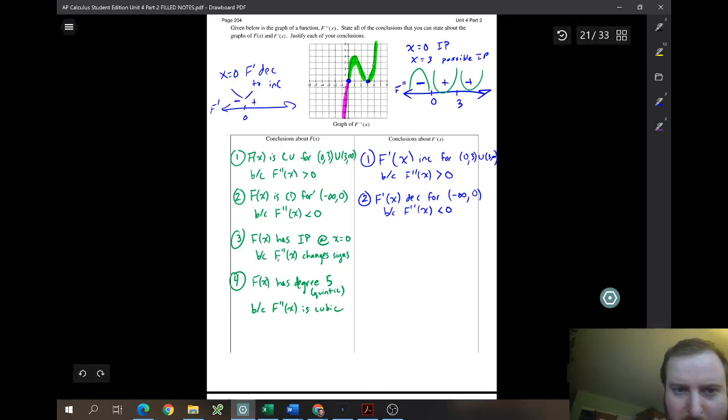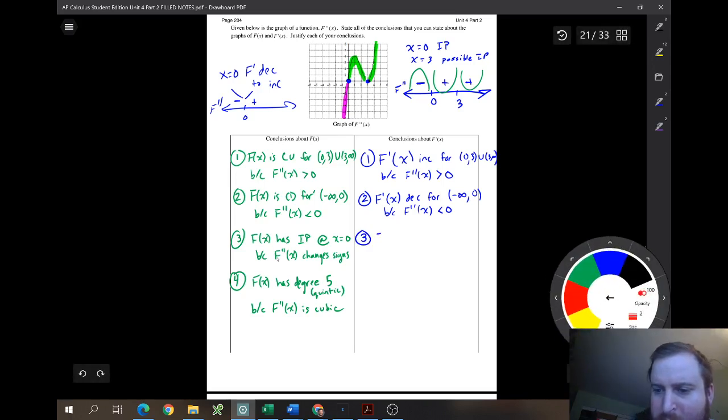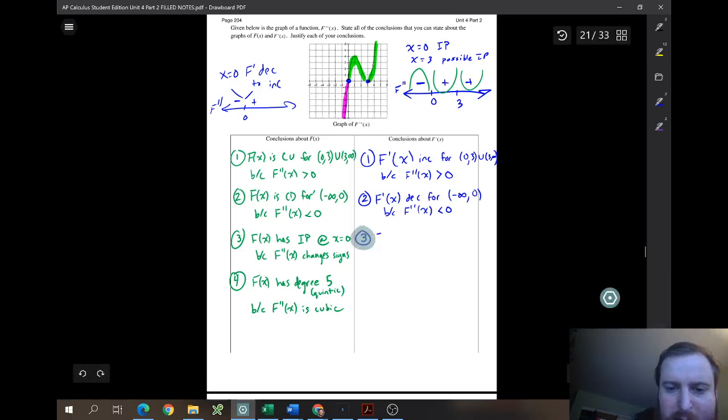So f prime, and really this is f double prime, but f prime is changing from decreasing to increasing. So that means that f prime has a minimum there. And this one, I'm going to do in another color. I'm going to do this in red because, again, this is something that really is not tested very heavily. Everything so far, you absolutely have to know. This is almost like bonus content.